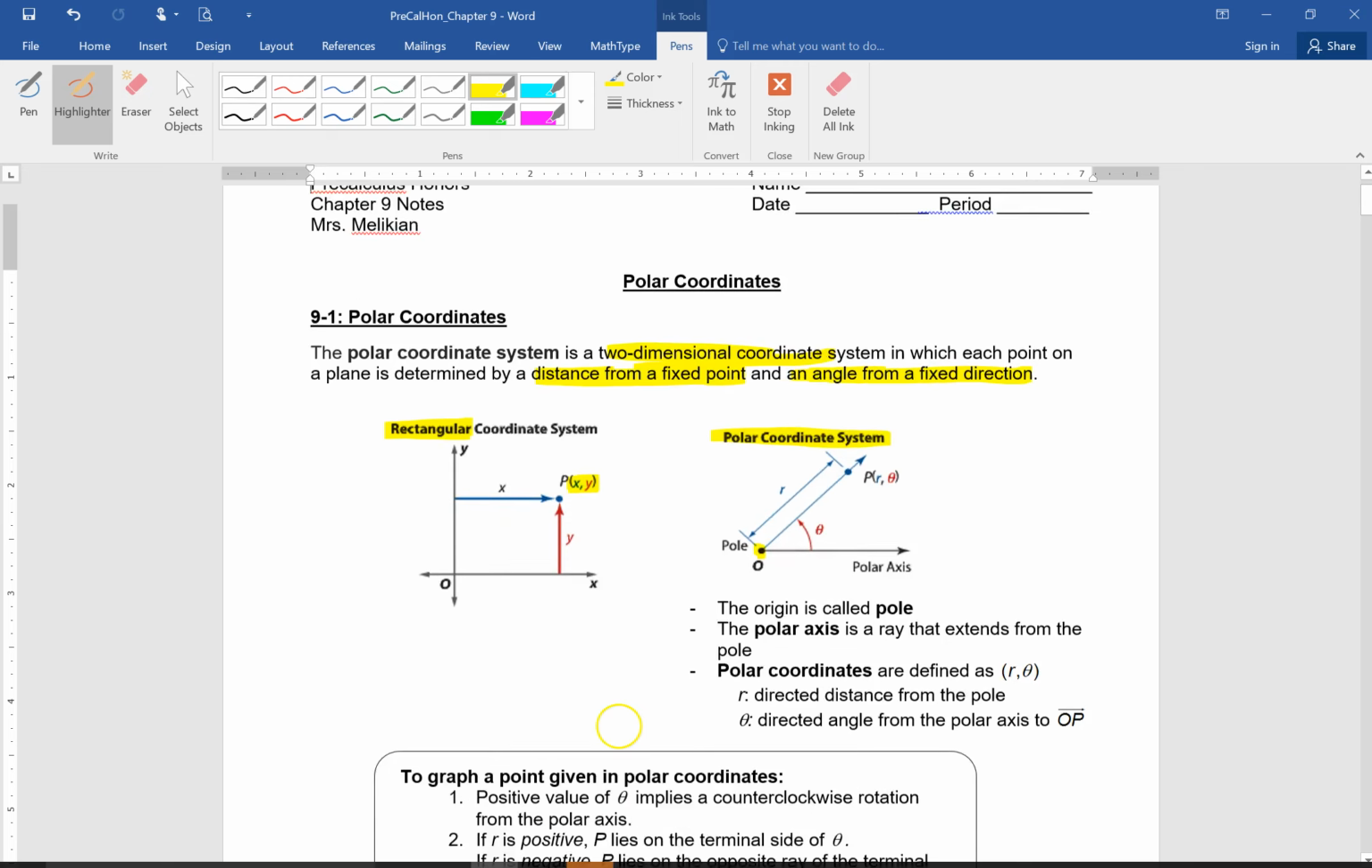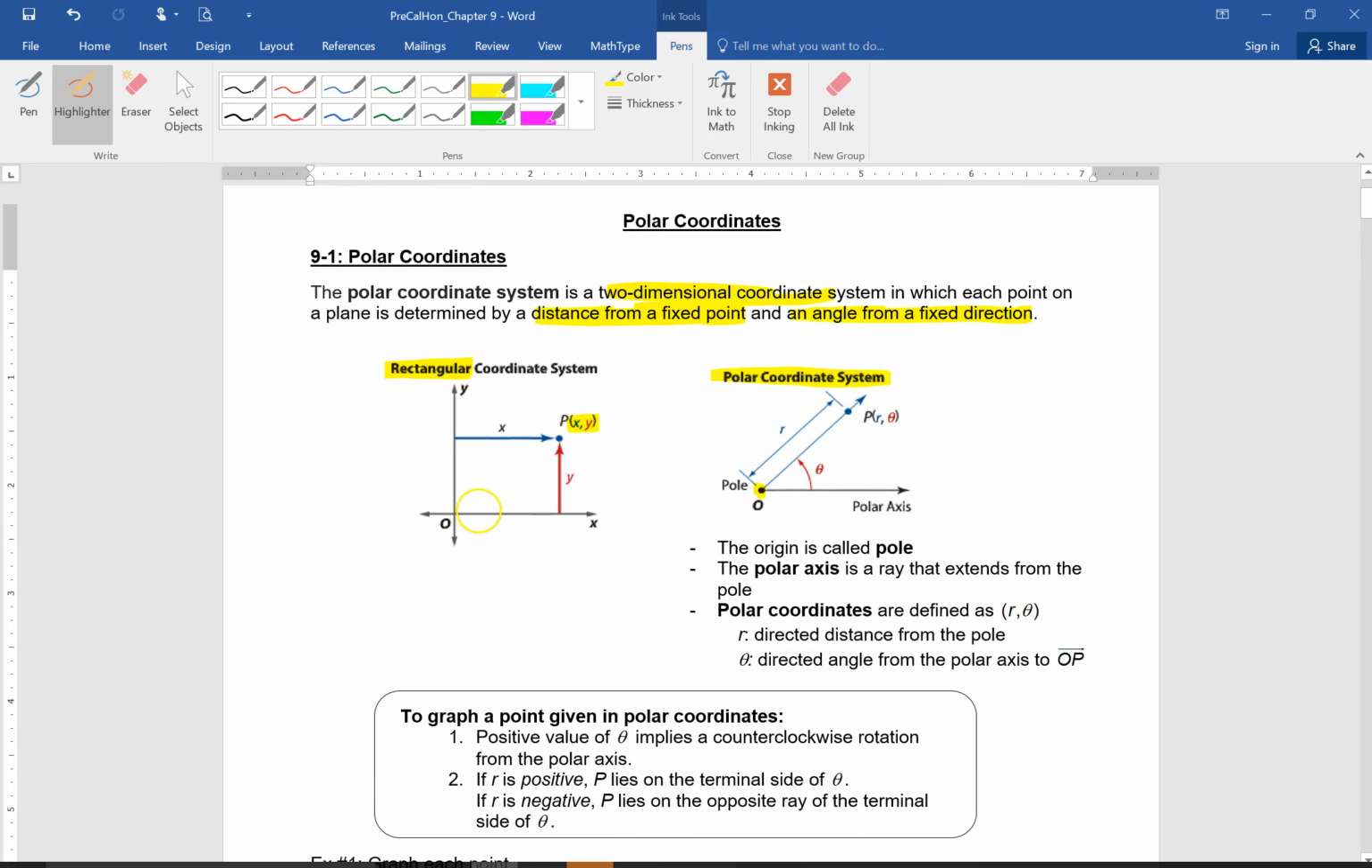The origin, what we used to call the origin in the Cartesian, is now the pole. Okay? So not the origin, but the pole. The polar axis is a ray that extends from the pole. Okay? And polar coordinates are defined by r and theta. So now in this new world, we no longer have x and y. That's a thing of the past. Now it's r and theta.